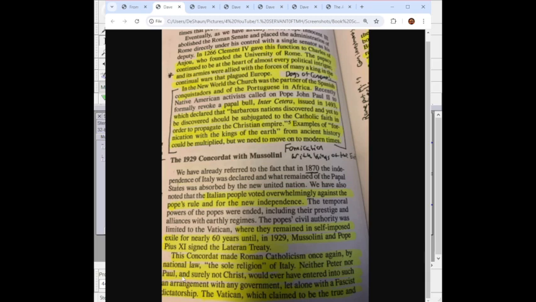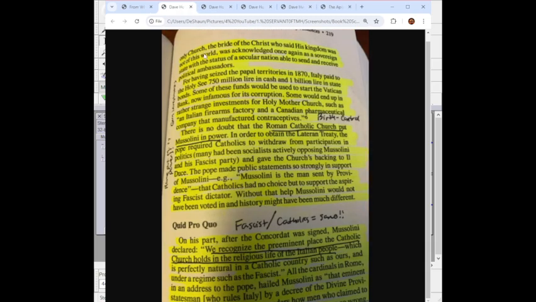Neither Peter nor Paul, and surely not Christ, would ever have entered into such an arrangement with any government, let alone with a fascist dictatorship. The Vatican, which claimed to be the true and only church, the bride of the Christ, who said his kingdom was not of this world, was acknowledged once again as a sovereign state, with a status of a secular nation able to send and receive political ambassadors.